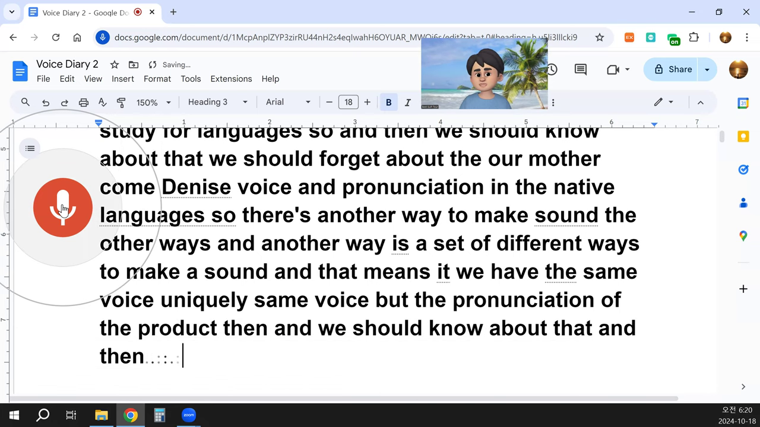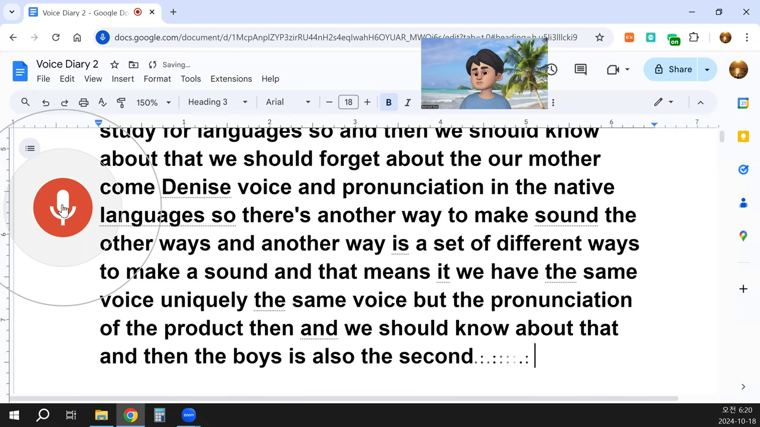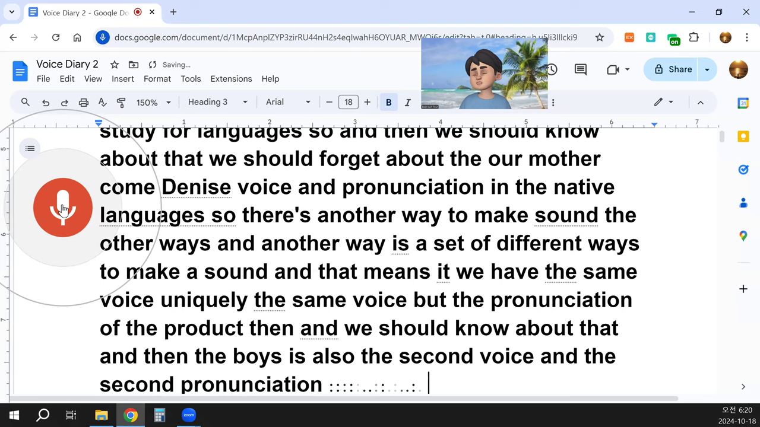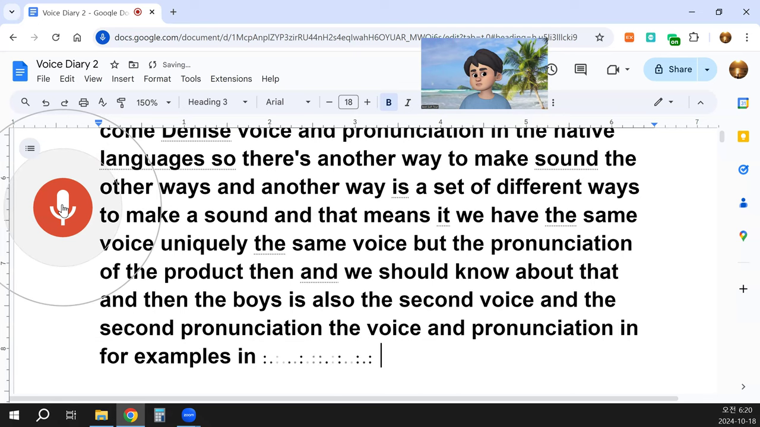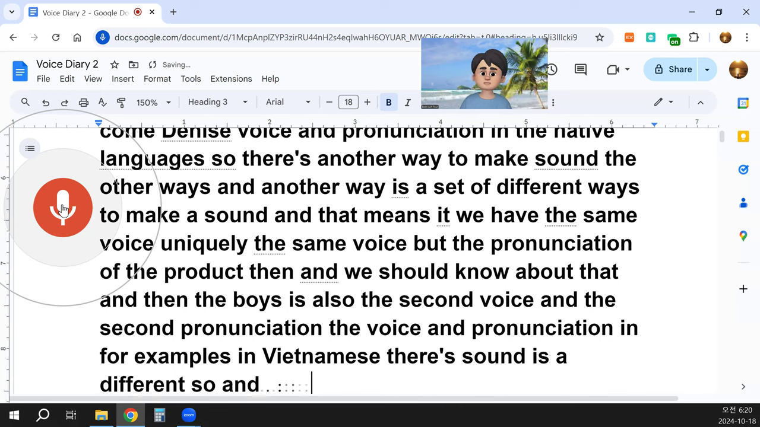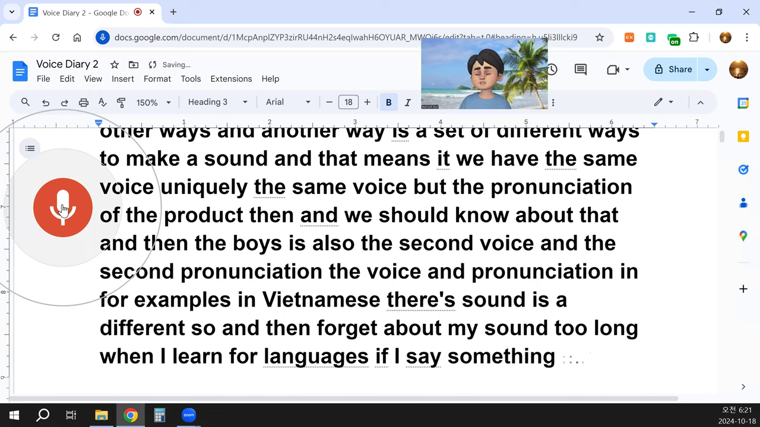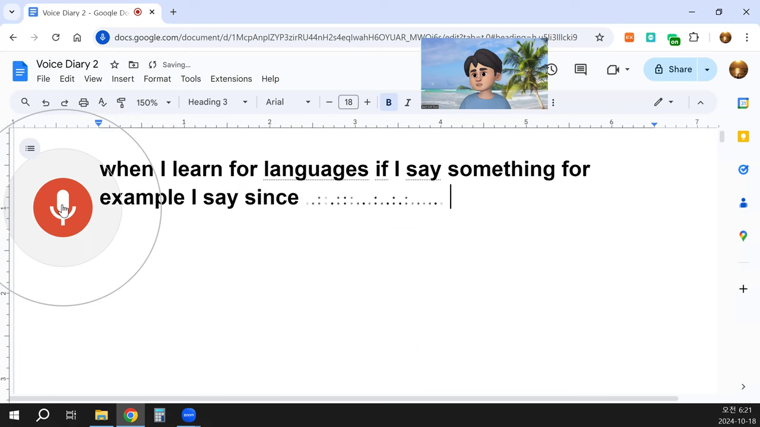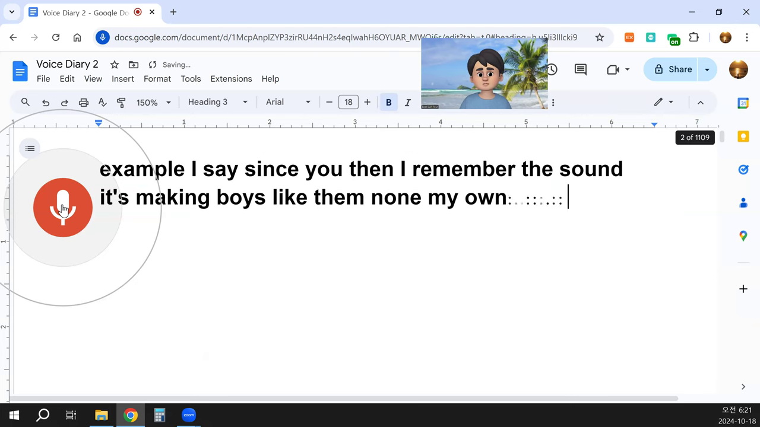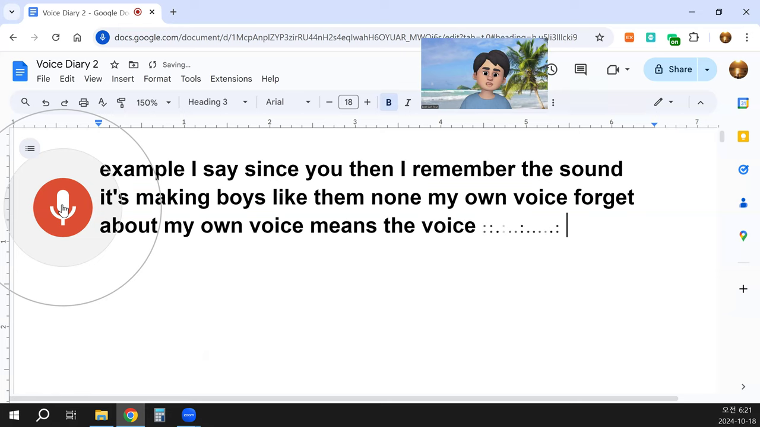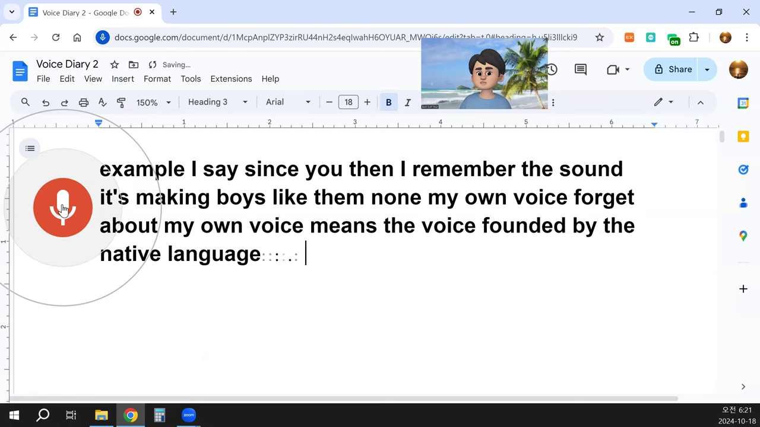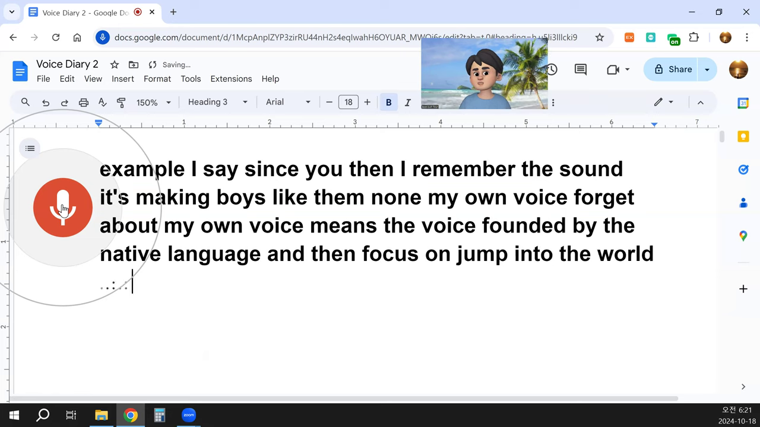And then there is also a second voice and second pronunciation, for example, the voice and pronunciation in Vietnamese. Their sound is different. So forget about my own sound when I learn a foreign language, and I should focus on their sound. If I say something, for example, Xin chào, then I remember the sound, making the voice like them, not my own voice. Forget about my own voice, meaning the voice formed by the native language, and focus on jumping into the world of the sound of the foreign language.